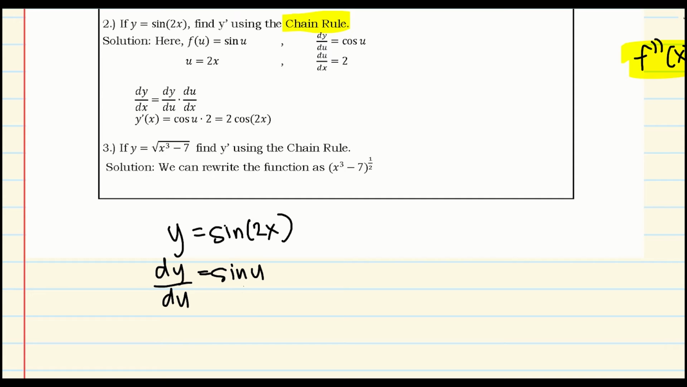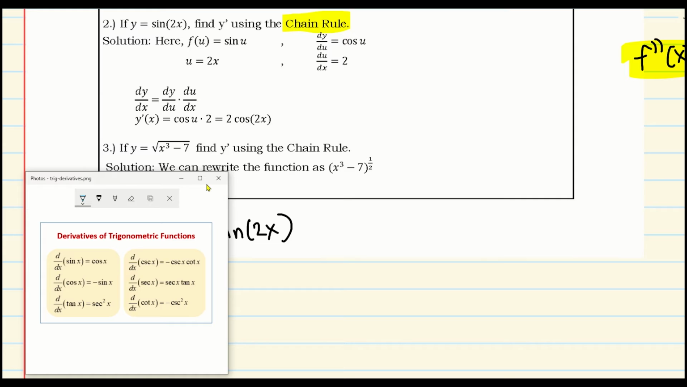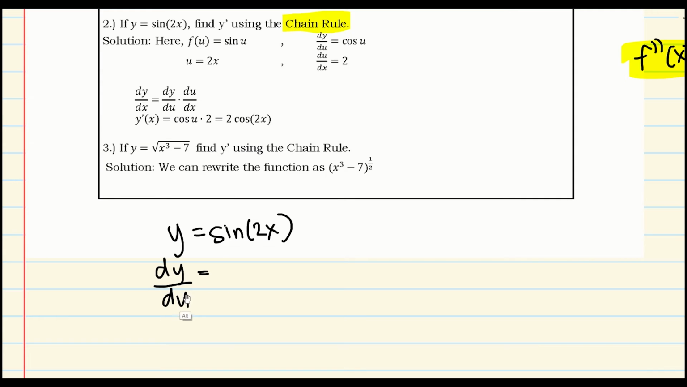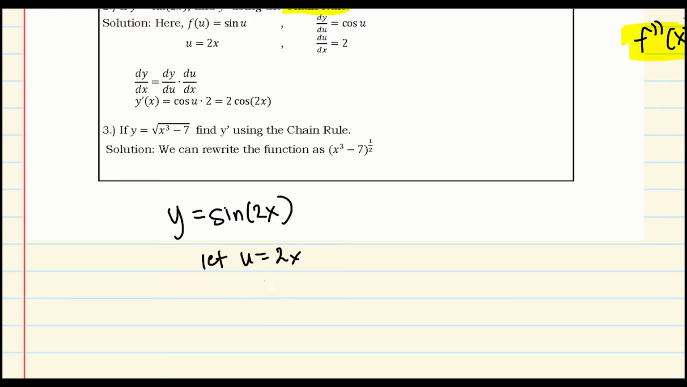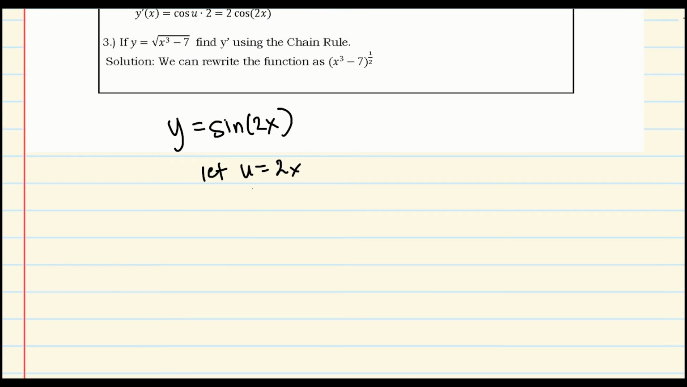It's not anymore sine u, and what's the derivative of sine? It is cosine x, so I will not use that. So I will just say let u equal 2x, and du is equal to 2, because we derive it.